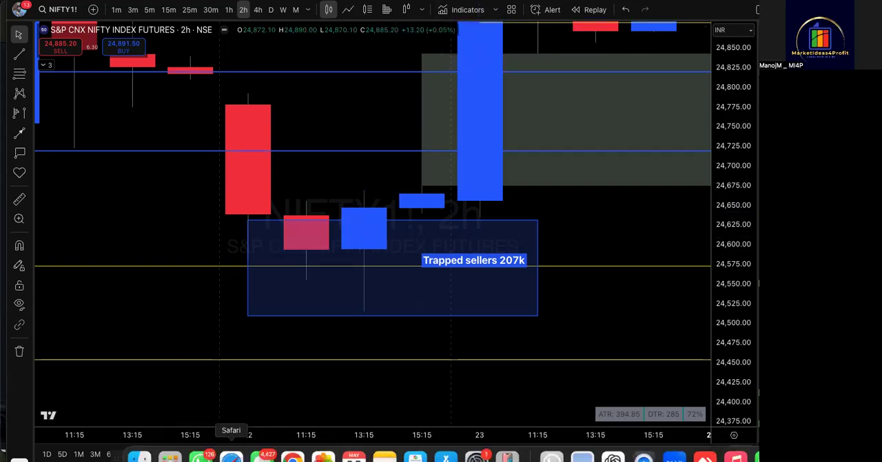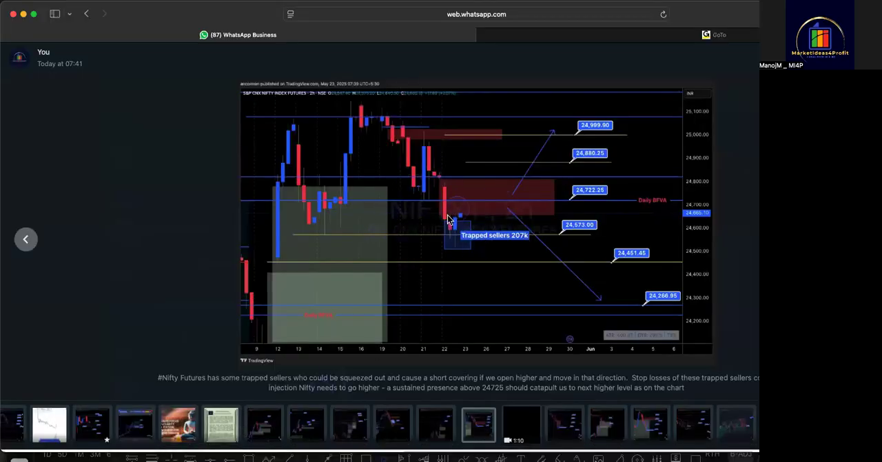But if I take you to my group, this is a post on my group at 7:41 this morning, where I reported a particular move that I expected from Nifty. I reported that I see some trapped sellers, 207 contracts of trapped sellers, in yesterday evening's move, when the market jumped from a low point and did a beautiful rise in the later part of the day to close higher than the last 2-hour candles. This was the last hour candle and it closed above the last two candles.